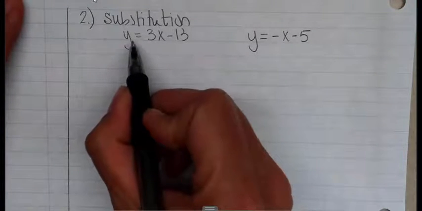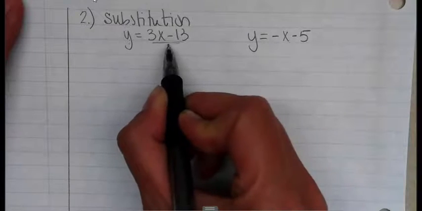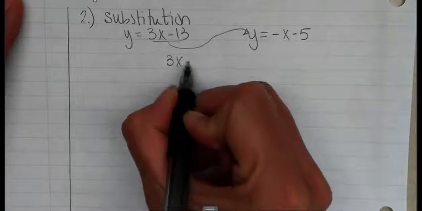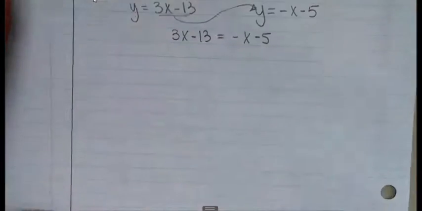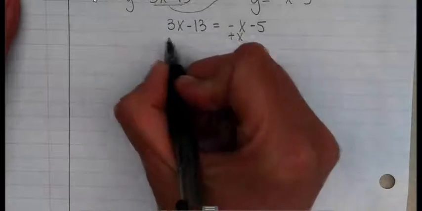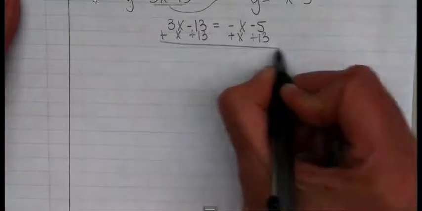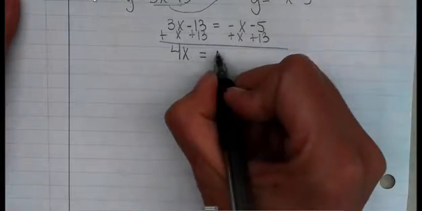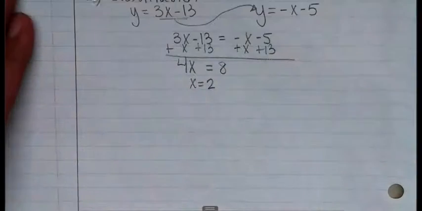Okay, so I realize that this piece right here equals y. So why not take this piece and plug it in right there? So I end up with 3x minus 13 equals -x minus 5. All right, so I'm going to add x to both sides. And at the same time, I'll also add 13 to both sides. 4x equals 8. X equals 2. What do you know?